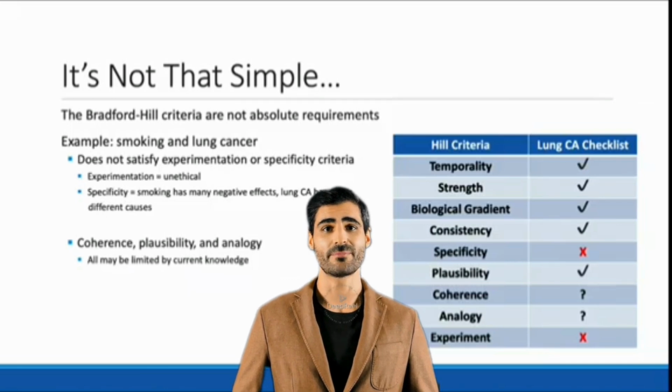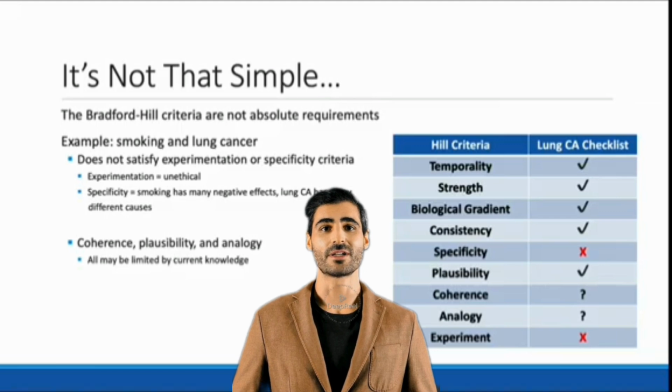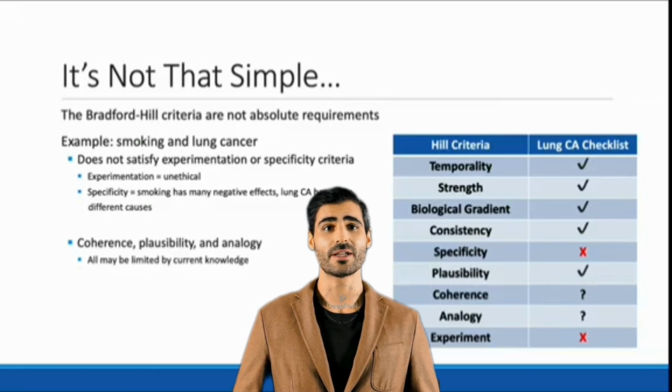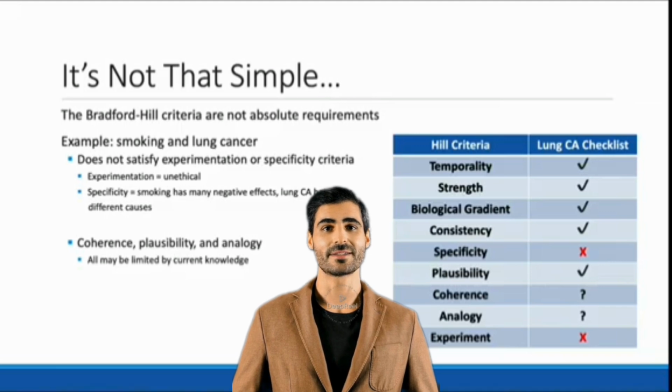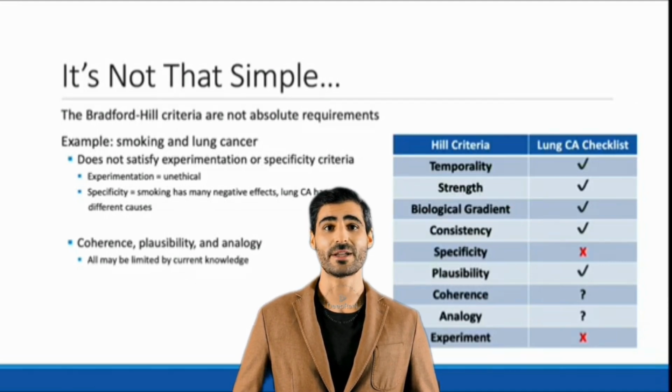The most important criterion is temporality, which dictates that the exposure must occur before the outcome for causality to be established. A person must start smoking before developing lung cancer. If lung cancer happens before smoking, it would contradict the causal relationship.